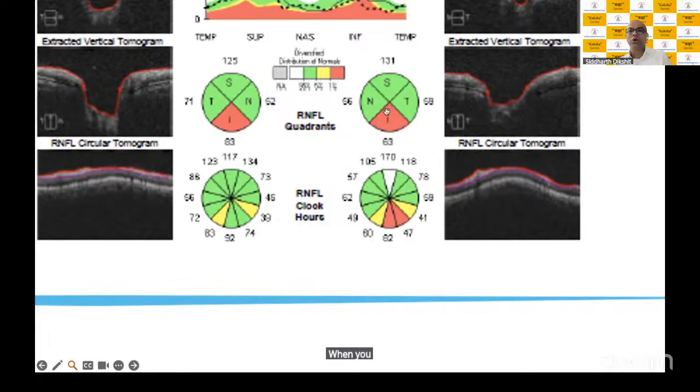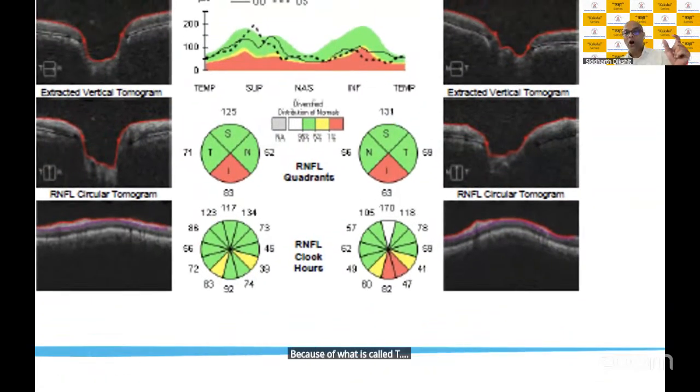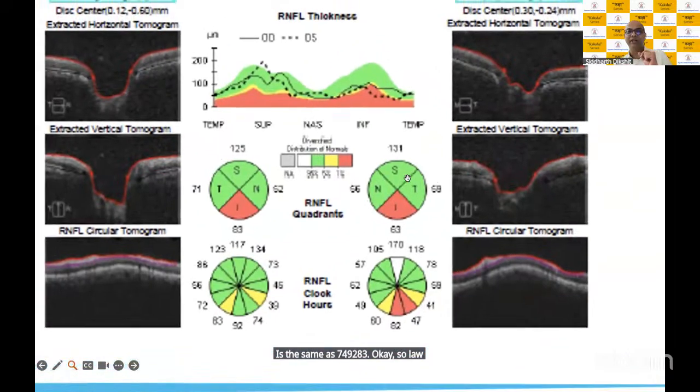When you mix it in a quadrant from clock hour, this becomes an average of 47, 82, 80. This becomes an average of 74, 92, 83. So they appear as equal. And that is why clock hour maps are better, because of what is called the law of averaging. ये टर्म यूज कर दोगे ना एग्जामिनर के सामने, they will not ask the questions further. Law of averaging 47, 82, 80 is the same as 74, 92, 83. Okay, so law of averaging is playing out here.